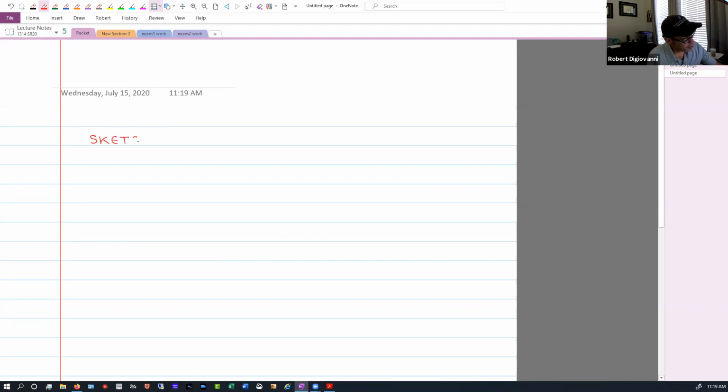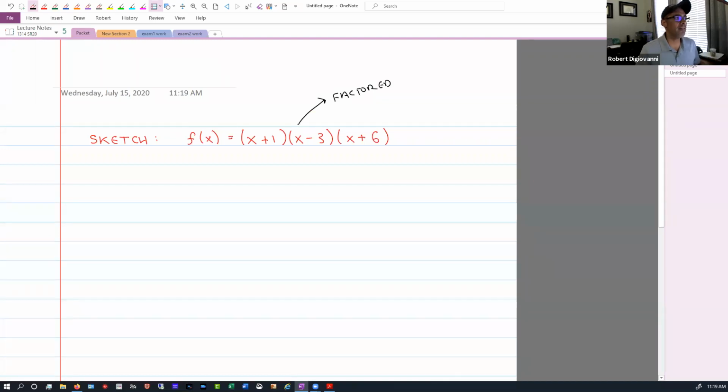Okay, so first example here that we want to actually sketch. Let's try and sketch this polynomial. F of x equals x plus 1 times x minus 3 times x plus 6. Notice that I've given you this function already factored. Is that clear to everybody? That this function is factored because it's broken up as something times something times something. So you have to make sure you understand that right now it is factored. Any questions on that?